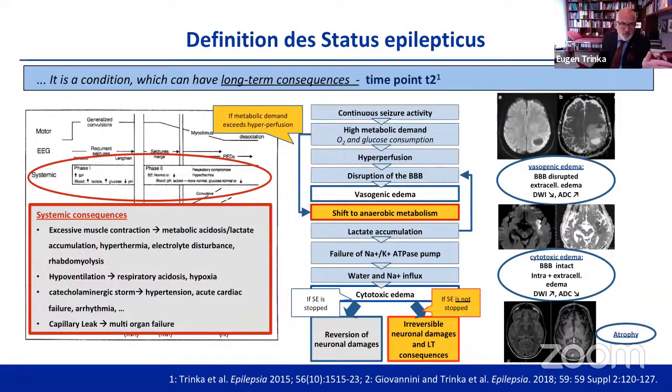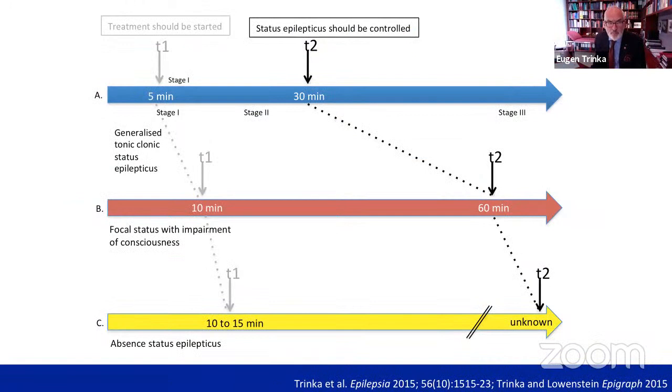As I said, please don't forget the systemic consequences: metabolic acidosis, lactate accumulation, hyperthermia, electrolyte disturbance, hypoventilation, again leading to respiratory acidosis, hypoxia, and these patients are in catecholaminergic storm. They are hypertensive and then later hypotensive. There may be acute cardiac failure, arrhythmia, and capillary leak leads to multi-organ failure. This is why the patients die.